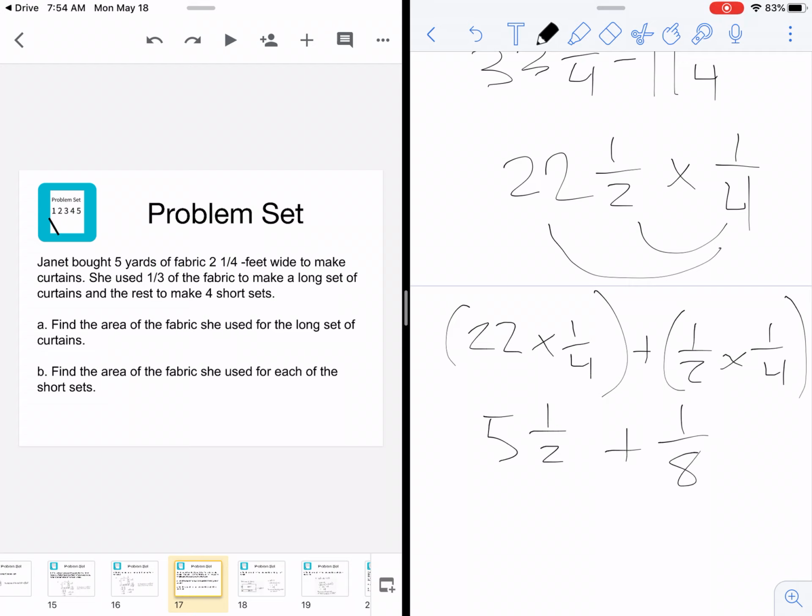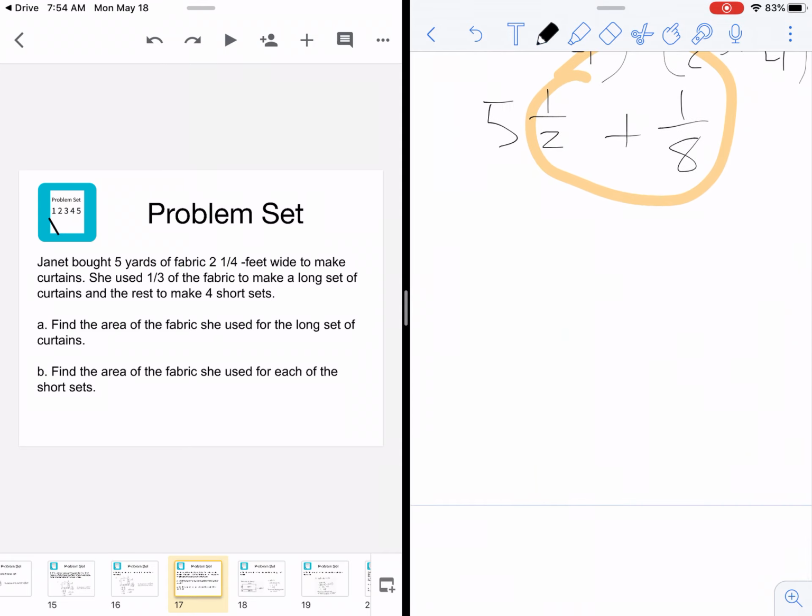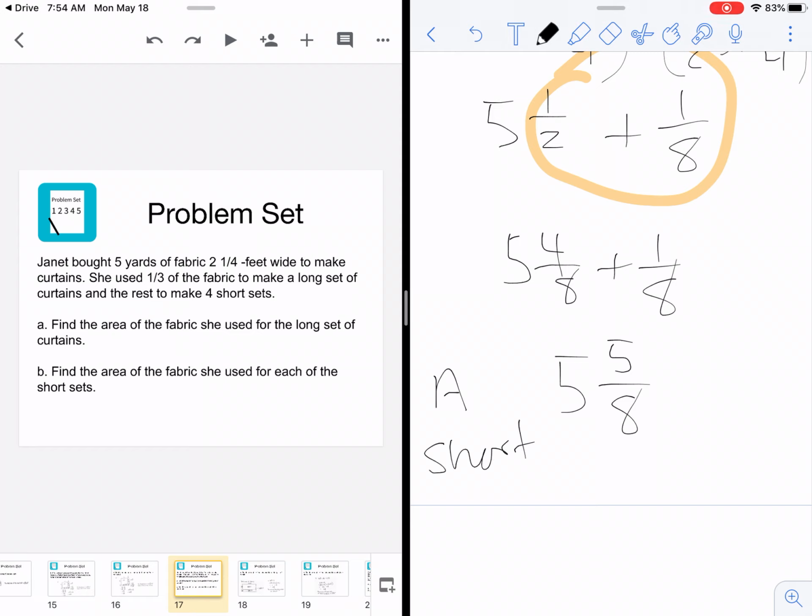We know 1/2 is 4/8, so plus 1 more 8 is 5/8, because remember you cannot add these together. So you have to take that 1/2 and turn it into 8ths. So we have 5 4/8 plus 1/8, which gives us 5 5/8. So the area of the short curtains, this is each of the short curtains, is 5 5/8 feet squared.